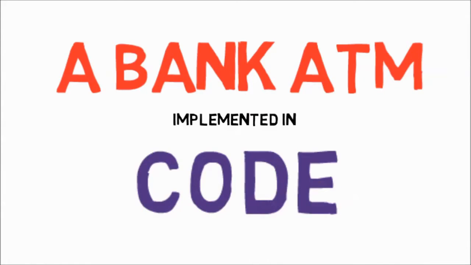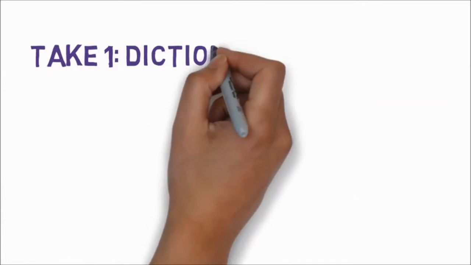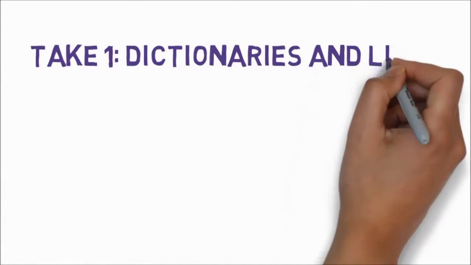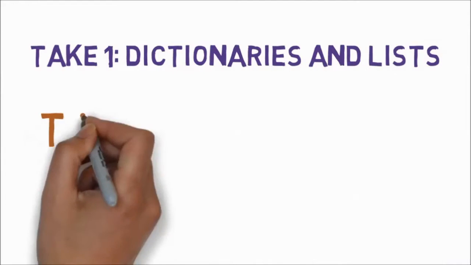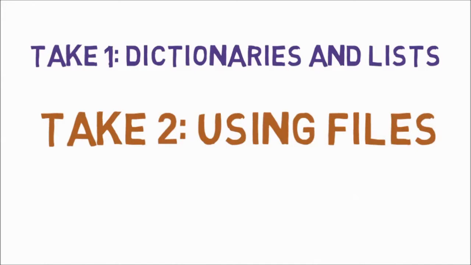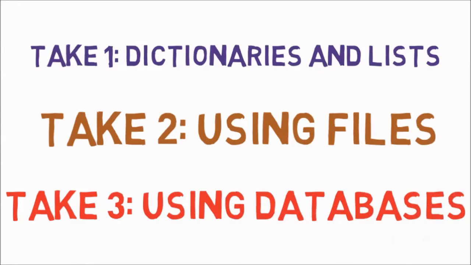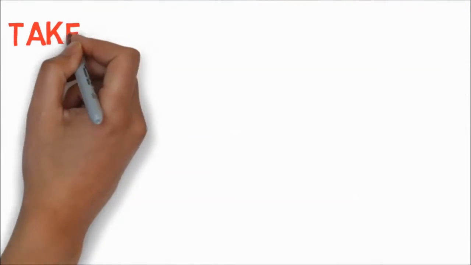The basic thing here is that you need to store information. Store information about bank accounts, about the balance in the bank accounts, how much is being withdrawn and how much is being deposited. And you can do this using a variety of different options. Basically, you're trying to store information, so you could store that information in different ways. The first way is to use dictionaries and lists, or you could use files or databases. Let's cycle through each of these options and see which one works.